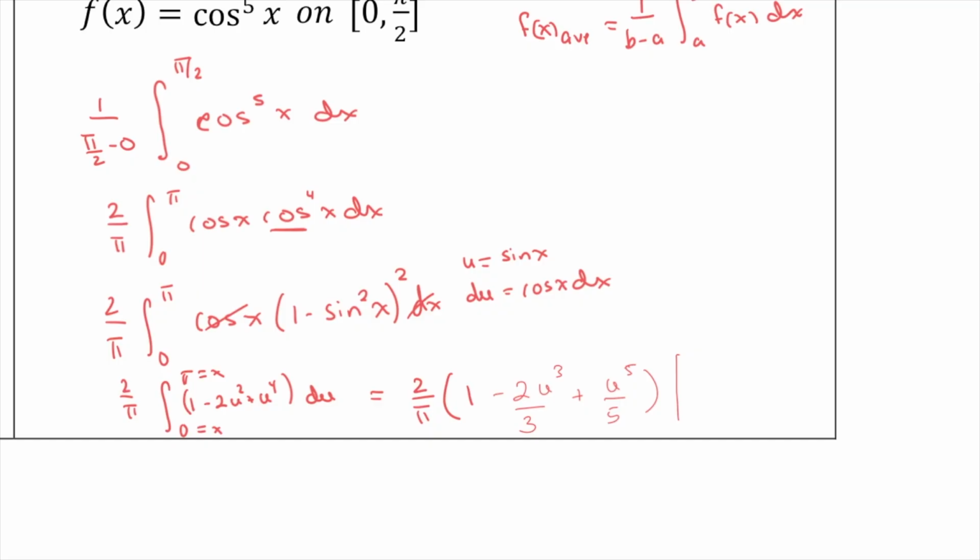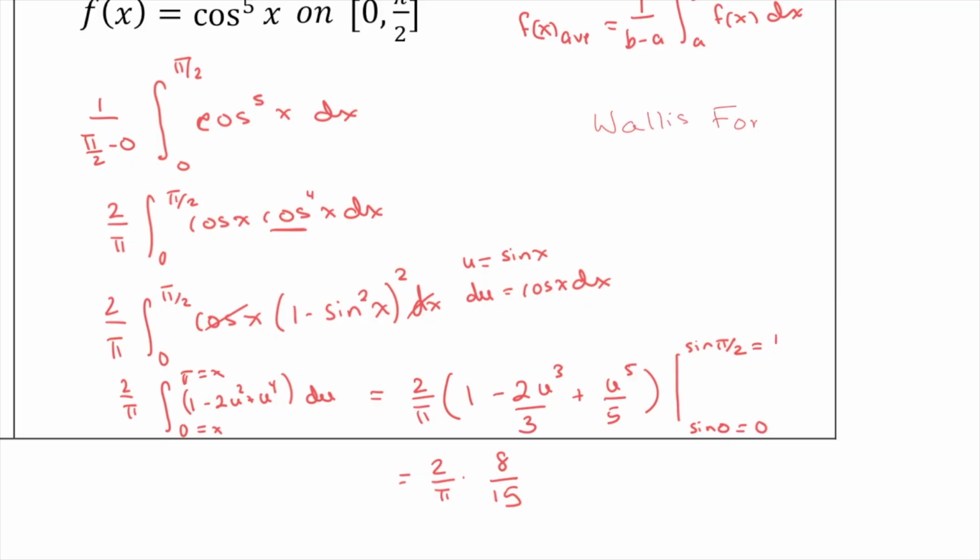But when x is 0, we get the sine of 0 for the u value, which is 0. And then we want the sine of pi. Wait a minute, this should be pi over 2. You probably knew that all along. So when we put our pi over 2 in, there we go, that's better. We get 1. Substitute, we have 2 over pi times, and when you simplify, you're going to get 8 over 15.